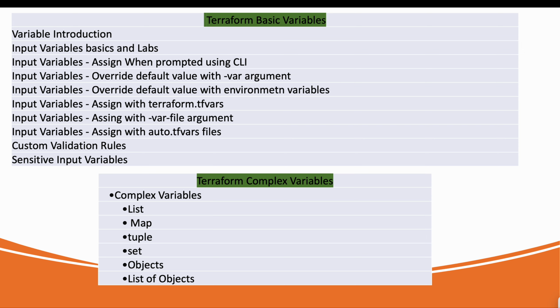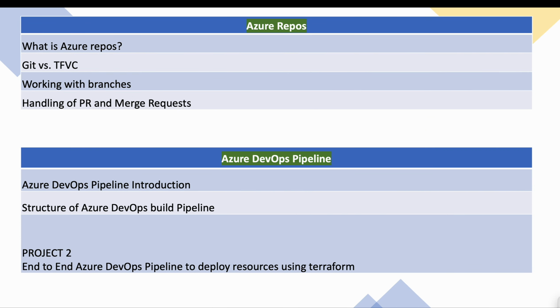After this, we will jump into the complex variables such as list, map, tuple, set, objects, list of objects. So these are the complex variables. We will look at how we can use them and in what situation we have to use them, right? So these things we will discuss again with the lab actually.